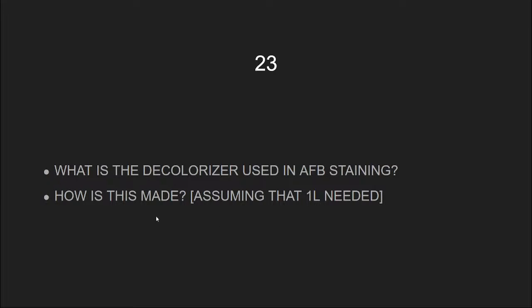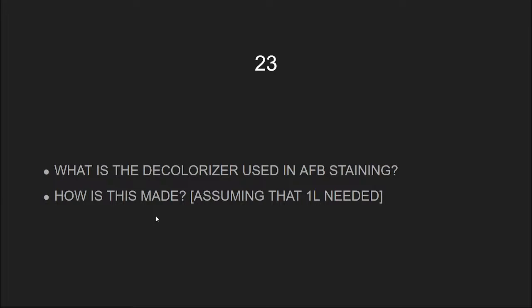So let's start first with the first question. What decolorizer is used in AFB staining? Anybody raising a hand? Marion Costes. 3% acid alcohol. Alright, wonderful. And assuming we're making 1 liter of 3% acid alcohol, how do we do this? What is our solute and what is our solvent?